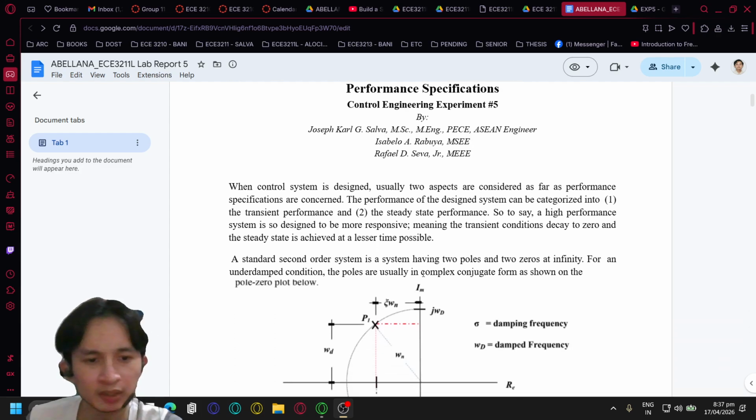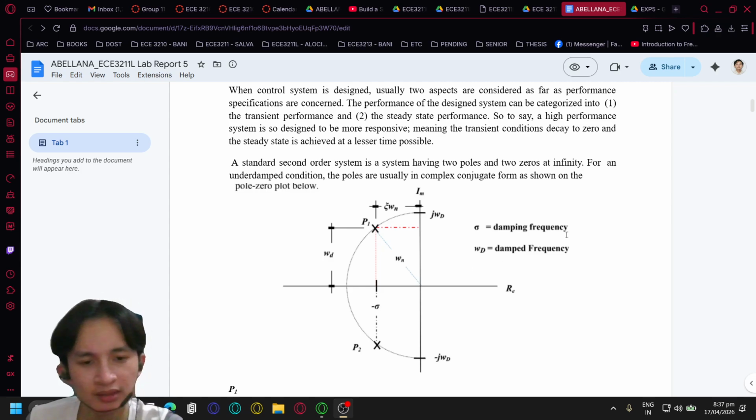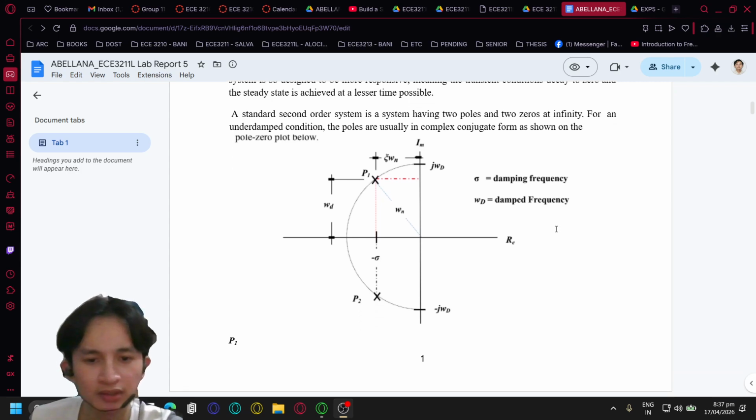In this experiment, I used MATLAB to analyze the step response of a second order system by varying parameters such as damping factor, damped frequency, and adding zeros and poles. The outputs shown here are plotted step responses for different conditions.